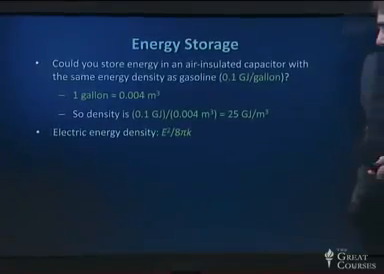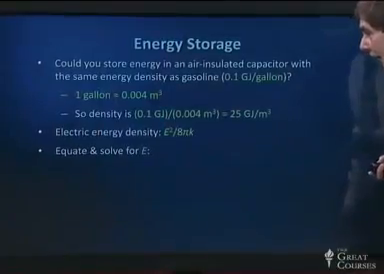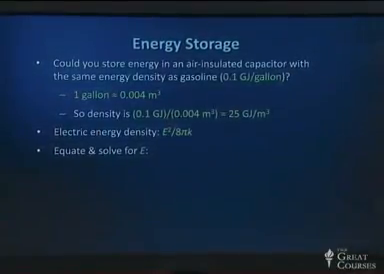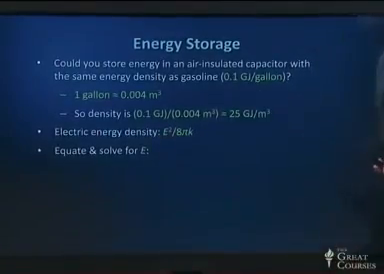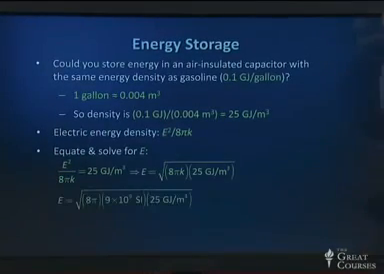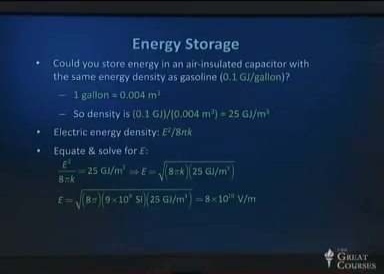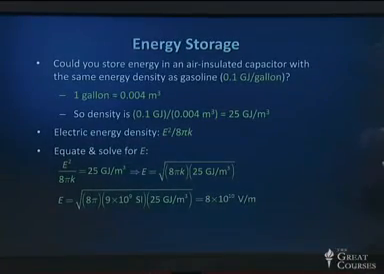The electric energy density we found is E squared over 8 pi k. It's what was in the capacitor without the term involving the capacitor's volume. Let's equate those two and solve for E. So we're going to equate the energy density in the electric field with the energy density we found for gasoline, work the numbers, take the square root, and we get 8 times 10 to the 10 volts per meter, 8 times 10 to the 10 newtons per coulomb, 80 billion volts per meter.